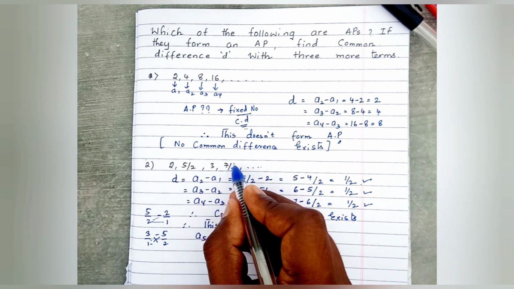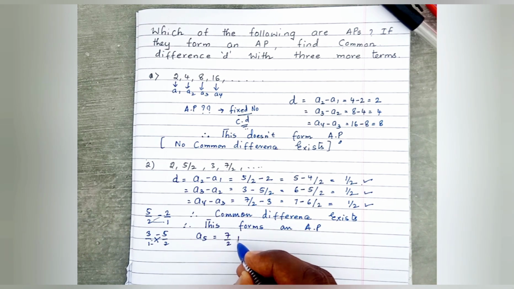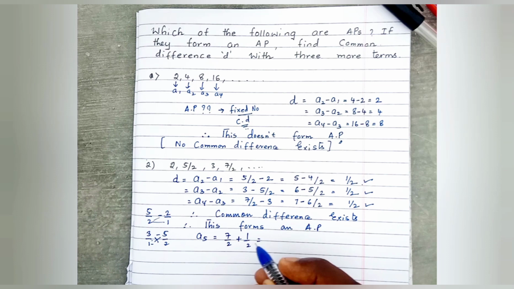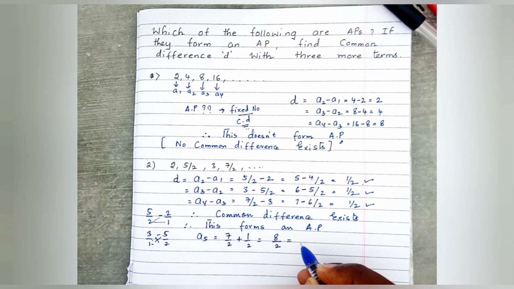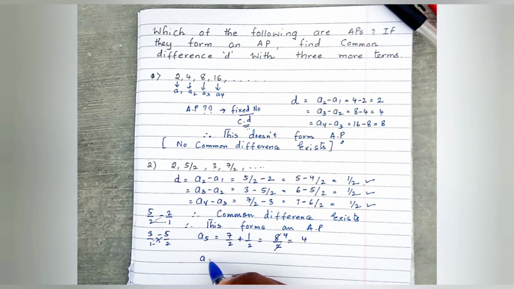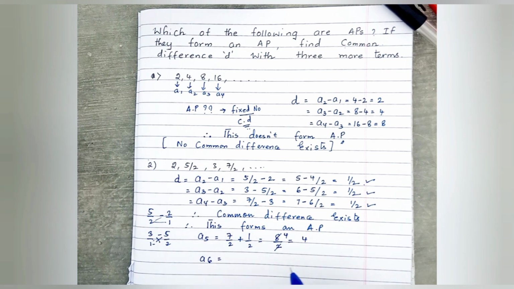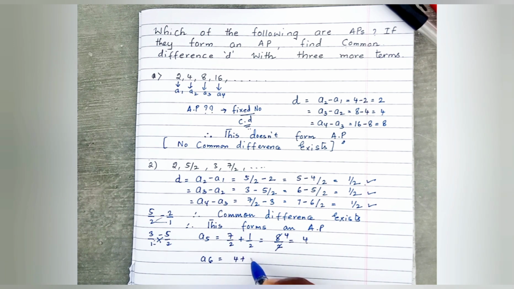That is, A5 equals 7 by 2 plus, what should you do? You should add the common difference, that is 1 by 2. Since the denominators are the same, 7 plus 1 is 8 by 2. You get 2 ones are 2, 4 twos are 8, so A5 is 4. Now what is A6? A6 is 4 plus 1 by 2.